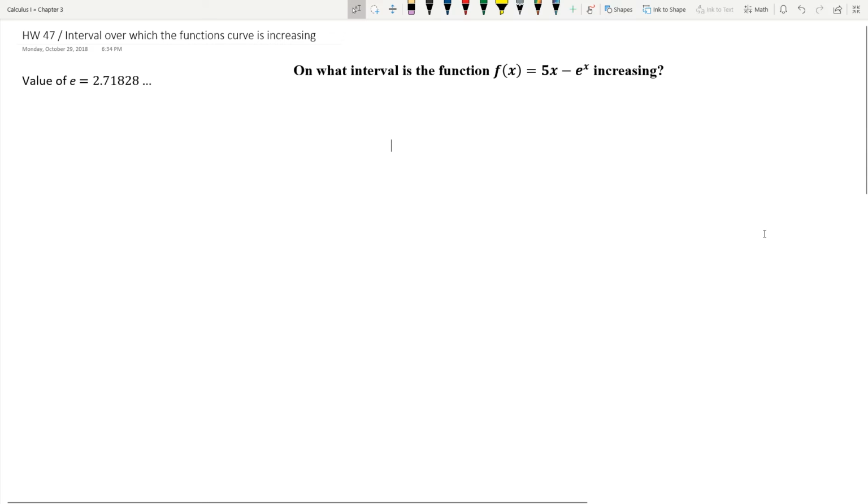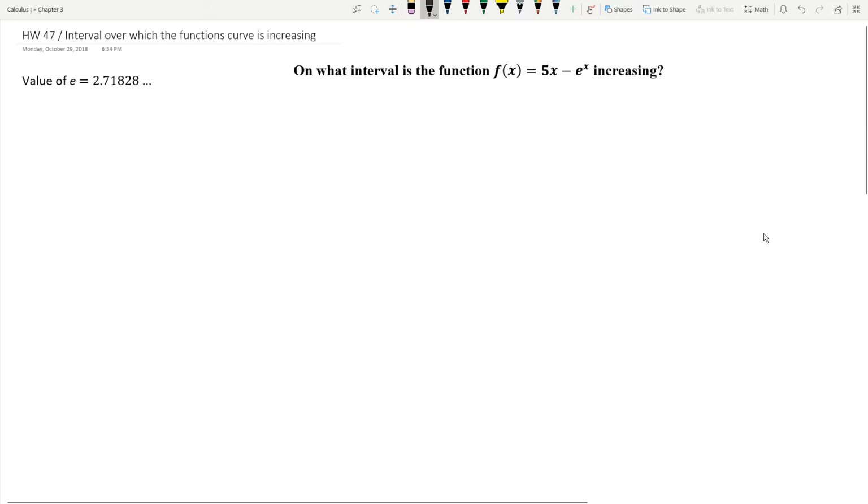So in our homework, question number 47 is asking us to find the interval over which the function's curve is increasing. It's a shame that they give us e to the x again. I'm not sure why this guy is so into this natural number, but anyway, we can still derive the interval from it. So the first thing, obviously, is we need to find the derivative.